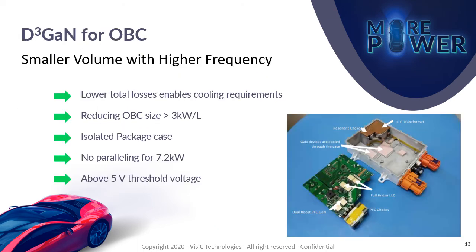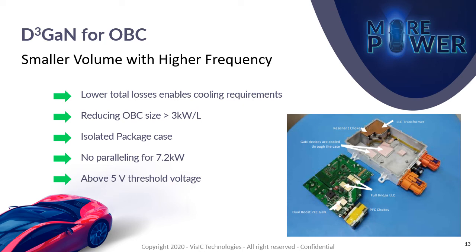In addition to the inverter, D3GaN technology exhibits significant advantages for the onboard charger application as well. Lower losses coupled with the isolated package remove the requirement to parallel devices for 7.2 kW systems. Using this package, total thermal resistance from junction to liquid cooling can be reduced to well below 1 degree per watt. Low losses of the D3GaN can enable hard switching PFC topologies to operate at hundreds of kilohertz.